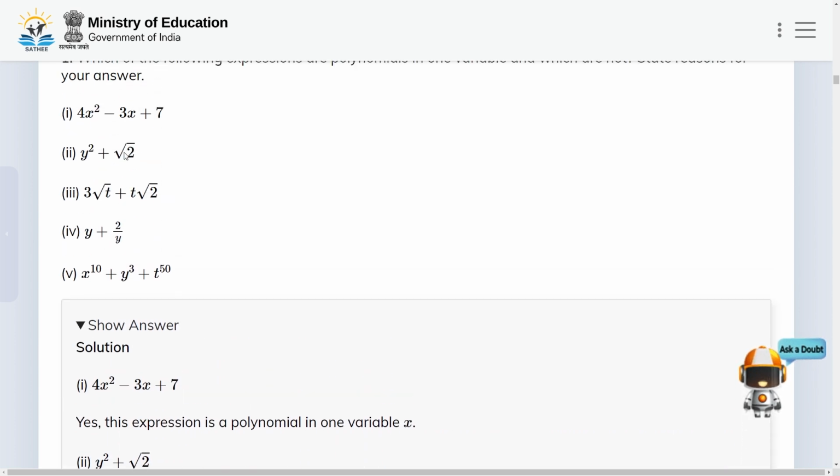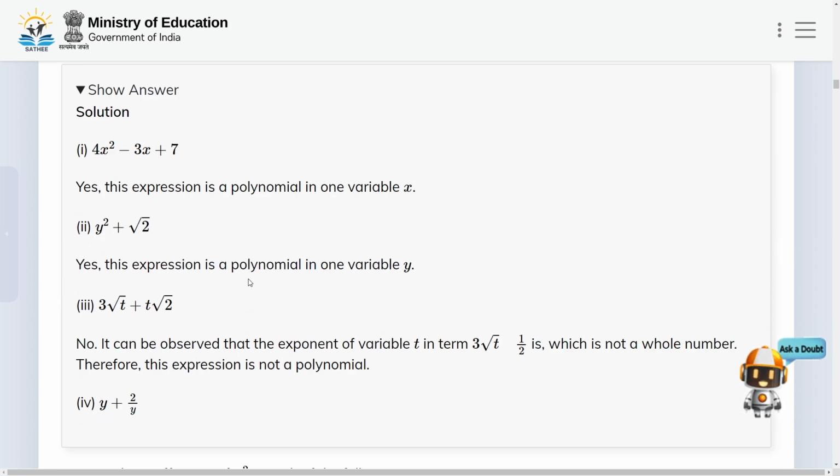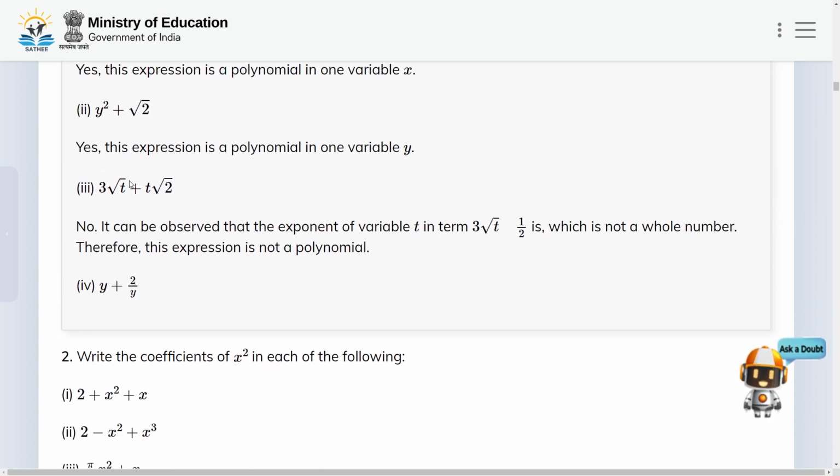In the third one, we have 3 times root t plus t times root 2. Is this expression a polynomial? Here you can see this expression is actually not a polynomial, because it can be observed that the exponent of variable t in the term 3 times root t is 1 by 2, which is not a whole number. Therefore this expression is not a polynomial.